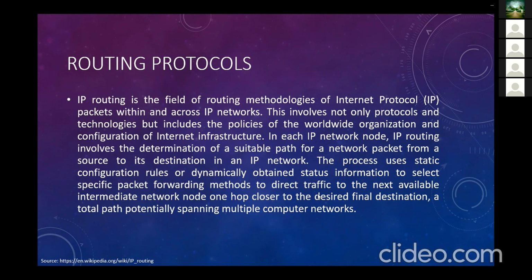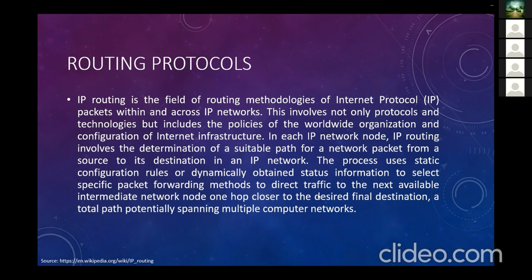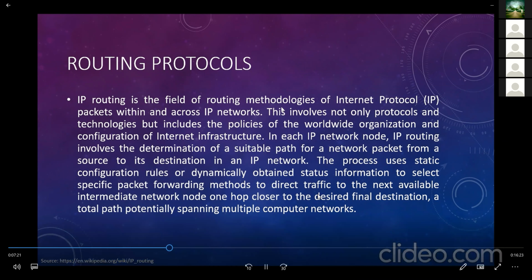The process uses static configuration rules or dynamically obtained status information to select specific packet forwarding methods to direct traffic to the next available intermediate network node, one hop closer to the desired final destination. To sum up, IP routing, as I said a while ago, is the algorithm, the policy, or the set of rules that defines which path is the best way to reach the destination in the most suitable or most efficient way.